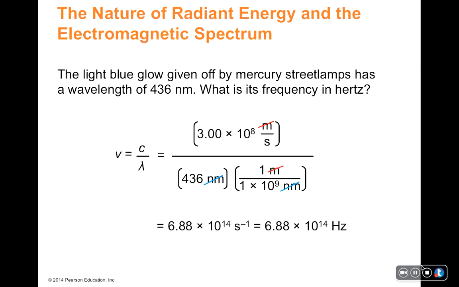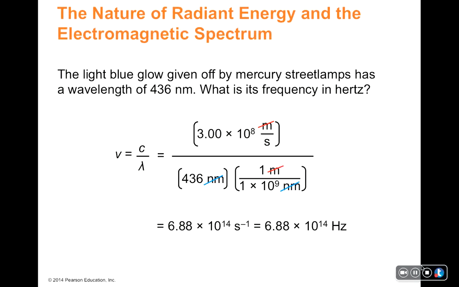The formula is the frequency is equal to the speed of light over the wavelength. Obviously you can reconfigure that to solve for whatever unknown you're looking for. And here's an example of a type of problem using this. So the light blue glow given off by Mercury street lamps has a wavelength of 436 nanometers. What's its frequency in hertz? And so you can see the calculation here.